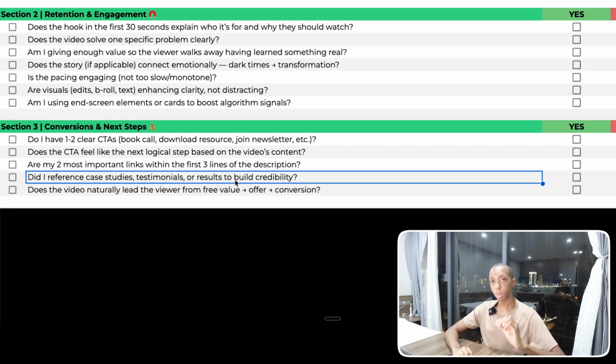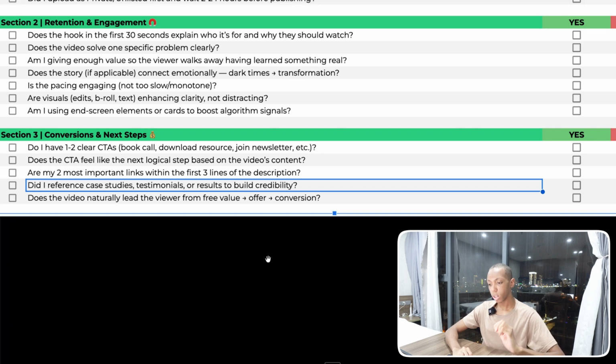You always want to add this in the script of your video, add some social proof, add some credibility, add some results that you have, especially if it's a case study or a client interview video. You always want to do this. Just flex your numbers in those bottom of the funnel videos. I'm so serious. It actually works.